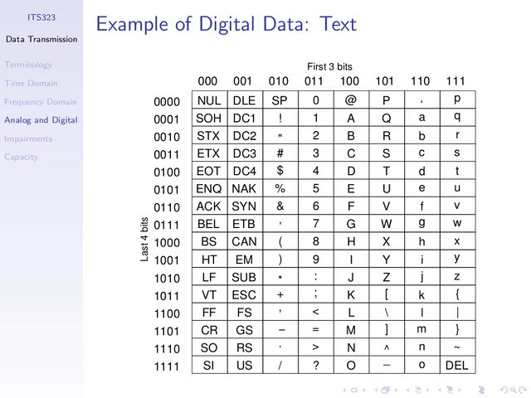On the other side, what about digital data? Well, here's just one example, text. And how do we get digital data out of this? Well, here's an ASCII table, or the international name is the International Reference Alphabet.